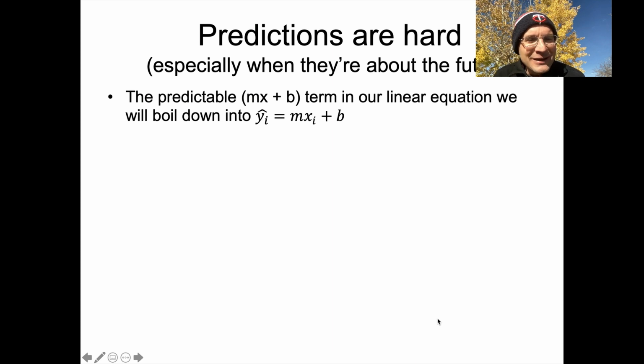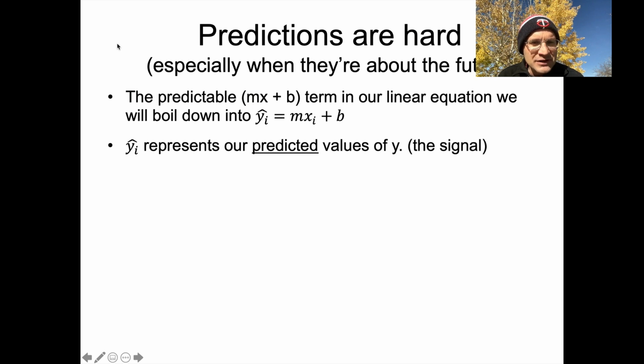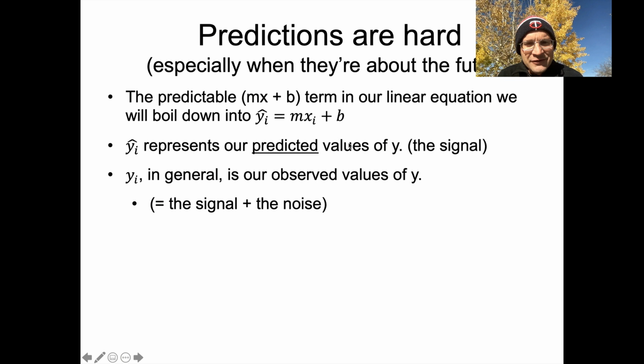What we can do to make that happen is just focus on the linear part of our connection between y and x, which we've seen before. That's our predicted values of y, or the signal, and we're going to represent that with the y hat notation. So y hat sub i is any individual predicted value of y based on the individual value of x sub i, and also the slope and intercept of this equation.